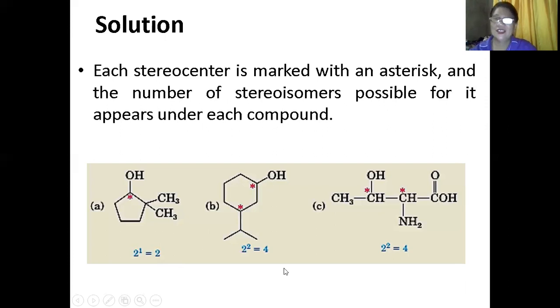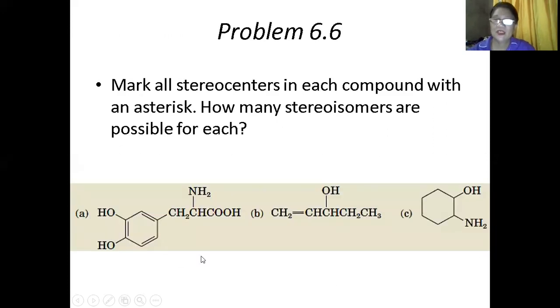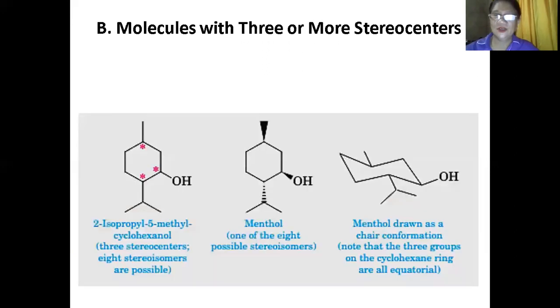Okay. Then this B, how many? There will be your first carbon as a stereocenter. Then second, so there are two. So 2 times 2, there will be 4 stereoisomers. This one, there will be 4 stereoisomers. So here, this is another assignment. You will be the one to mark where your stereocenters are here.